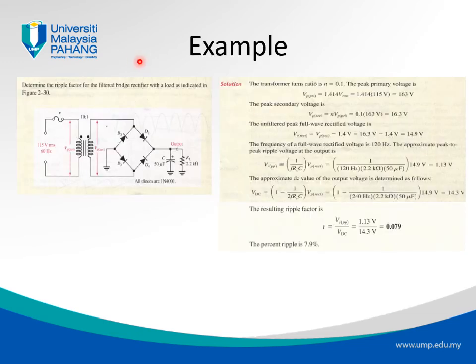So here at the end we have an example of an exercise. It's a very complete exercise that you can try. We can try to do it. So for example here the question asks us to determine the ripple of the filtered bridge with a load as indicated in the figure. So the load is 2.2 kilo ohm, right? And then the filter capacitor is 50 microfarad.